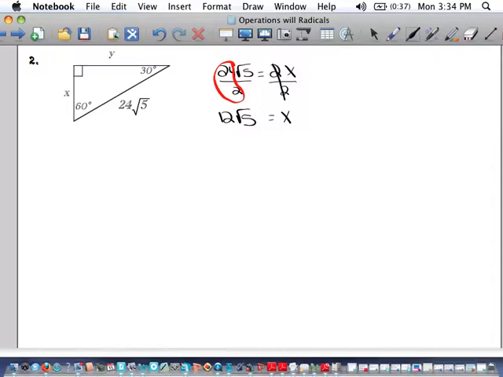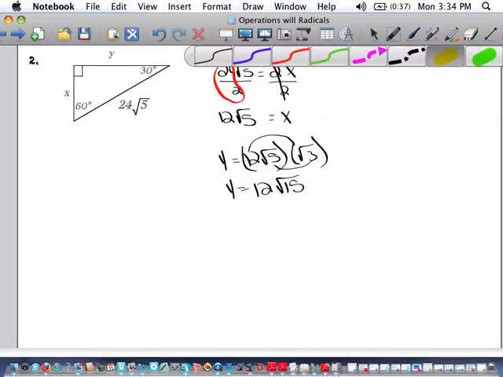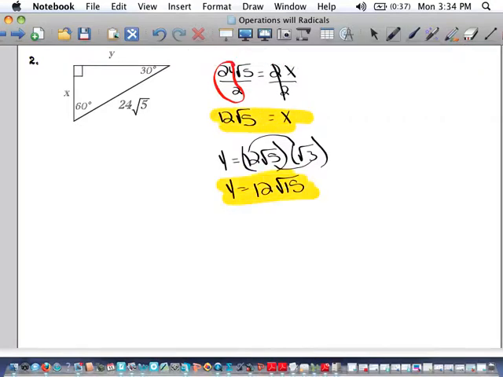Now the long leg, y, is equal to the short leg, 12 square root of 5, times the square root of 3. Remember, when we multiply these square root symbols together, we multiply what's out front together. So 12 times 1 is 12. And then the radicands together, 5 times 3 is the square root of 15. So there's my answer for x and my answer for y. And just leave those. That is simplest radical form for both of those.